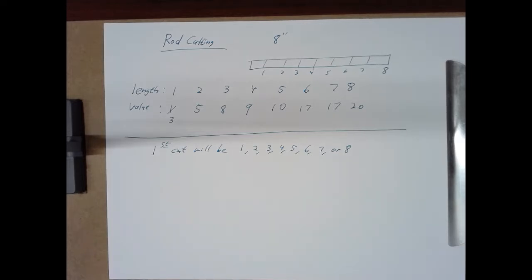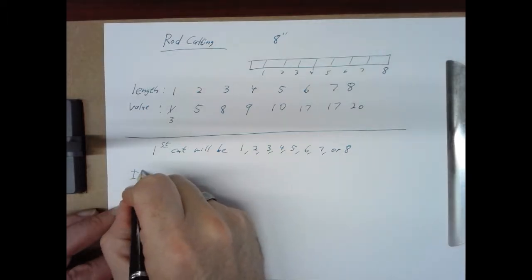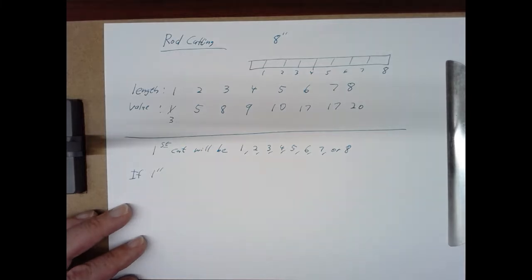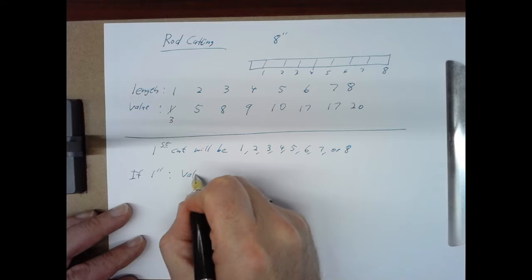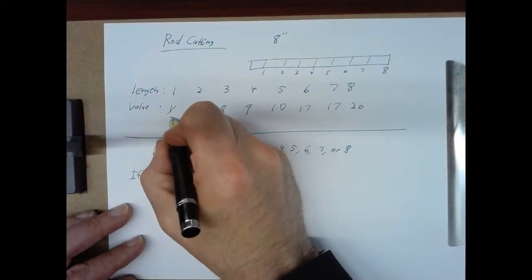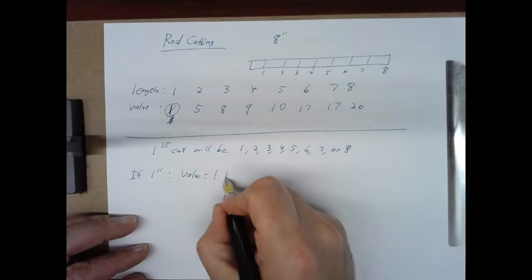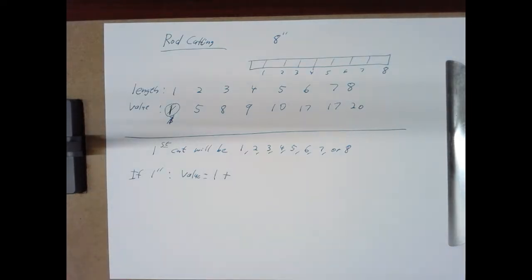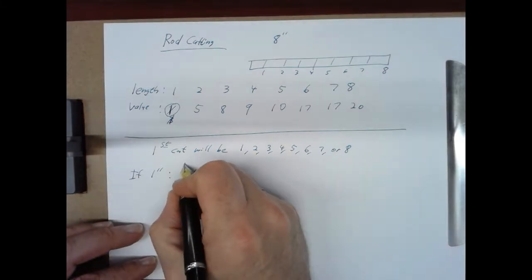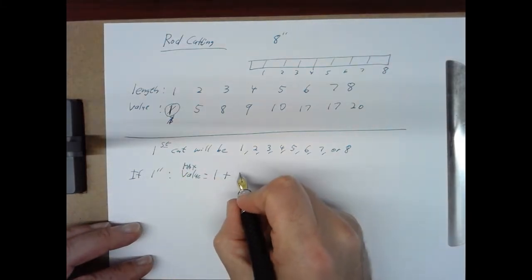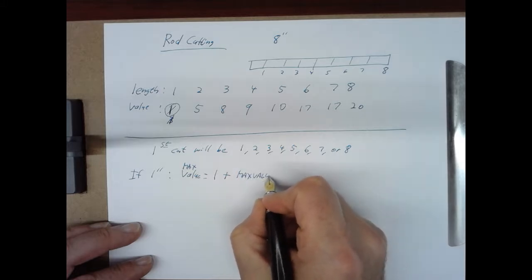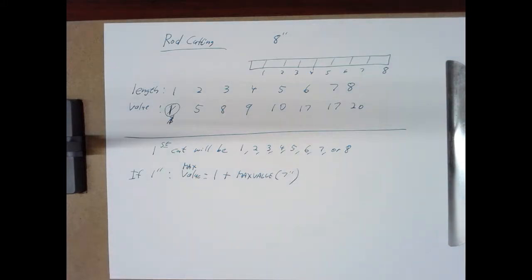All right, let's think about the first cut. First cut, 1, 2, 3, 4, 5, 6, 7, or 8 inches from the end. And let's look at those possibilities. So if you cut off a 1 inch piece to begin with, your value will be equal to the value of a 1 inch piece plus whatever you can get from the remaining 7 inches of material. Right? So your maximum value will be 1 plus whatever the maximum value is you can get from 7 inches of rod.